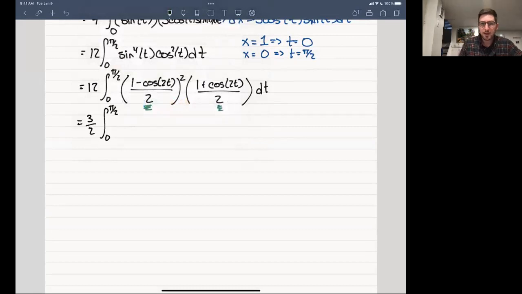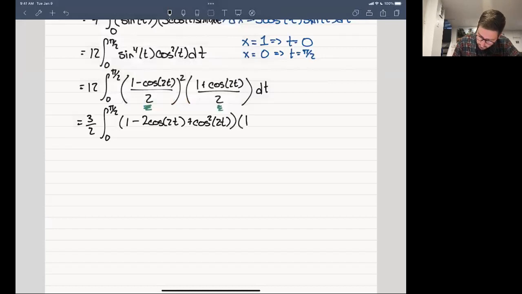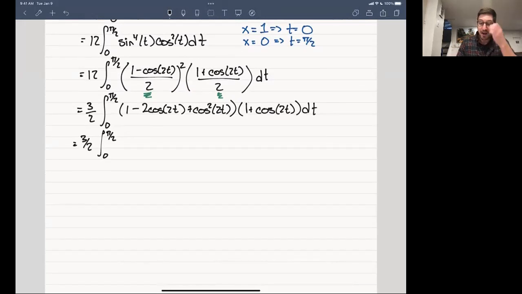Now let's expand out those brackets. 1 minus 2 cos 2t plus cos squared 2t. So that's expanding out the first bracket that was sine to the 4. And I'm left with 1 plus cos 2t sticking out on the end here. Let's multiply them together. All right, now it should be a very routine computation. You should be very good at this stuff by now, I imagine.